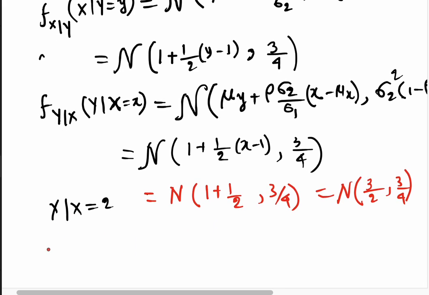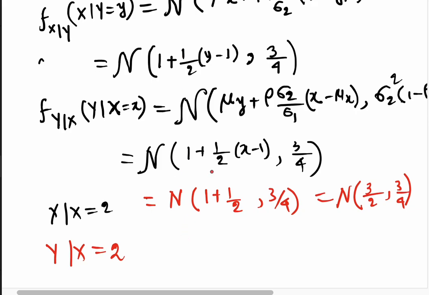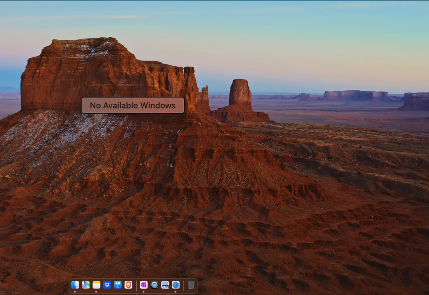And for the other one, y x equal to 2, if we put it here, that distribution will also be normally distributed, and it is the same. So this is also 3 by 2, 3 by 4. So that's it. Now move toward question number 9, and at last I will try to solve the question which has been asked by Sekhar.